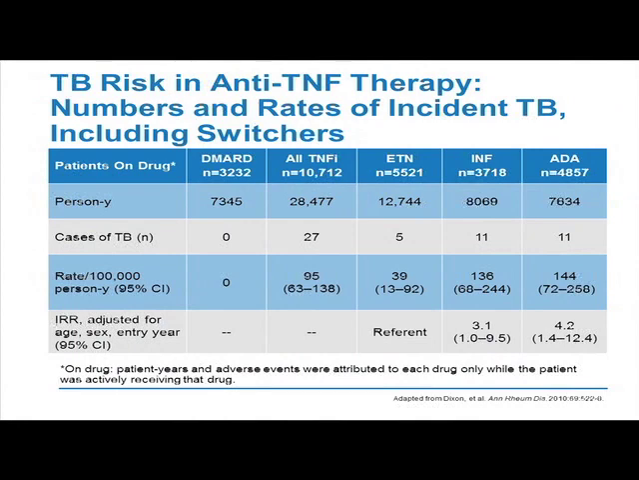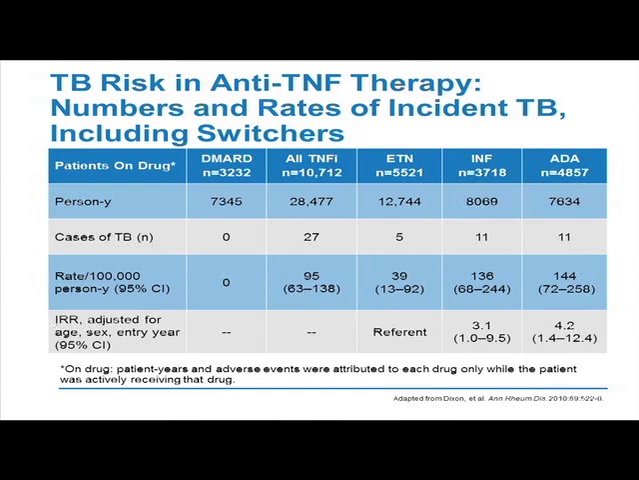So what are the risks? How can we define them? Well, here is an epidemiologic study by the British Biologic database looking at the TB risks in patients on DMARDs, all TNFs, and then broken down into individual agents, at least etanercept, infliximab, and adalimumab.